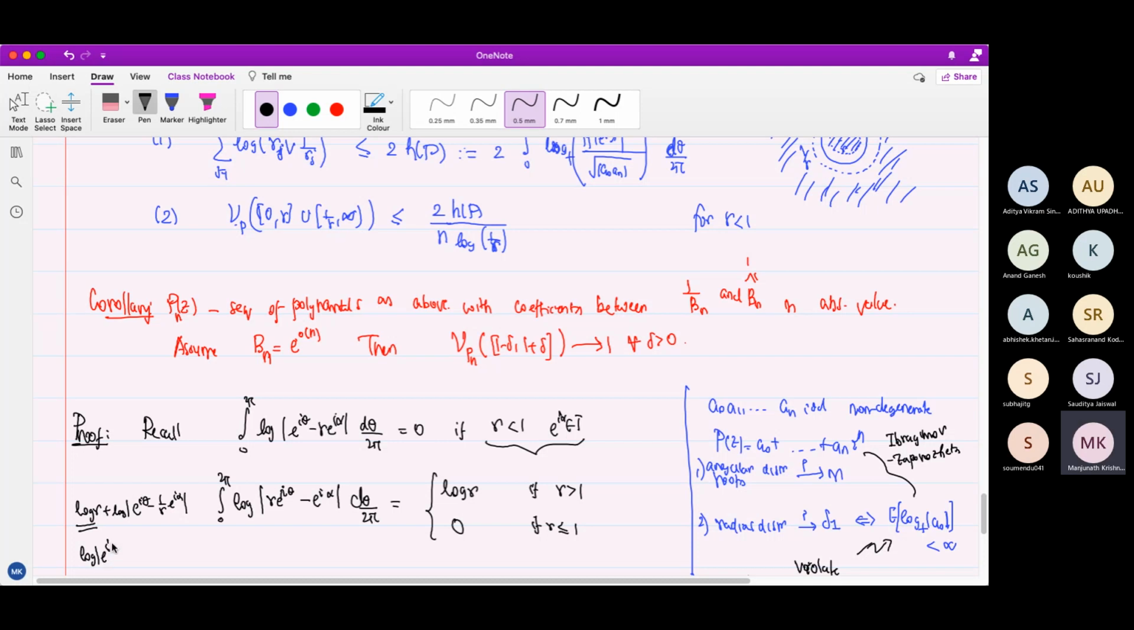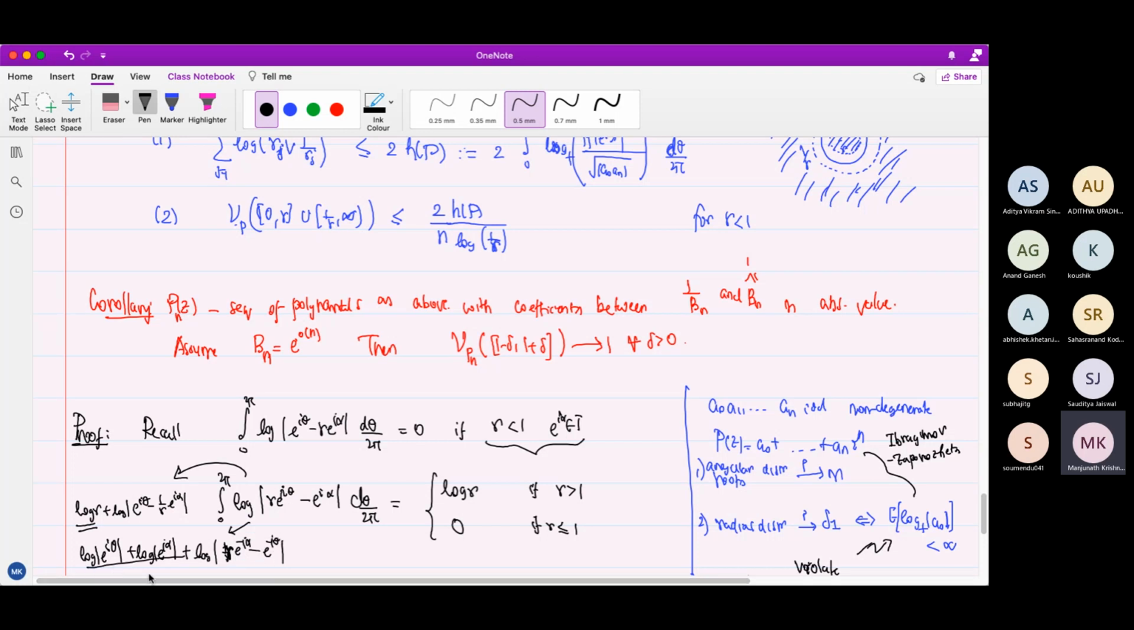So let's pull out log mod e to the i theta, which is 0, plus log mod e to the i alpha, plus log of 1 by r e to the minus i alpha minus e to the minus i theta, right? I'm writing the integrand. In the first case, I wrote the integrand like this. In the second case, I write the integrand like this, which is okay, right? I pull out e to the i theta, e to the i alpha. And what I'm left with is r e to the minus i alpha minus e to the minus i theta.